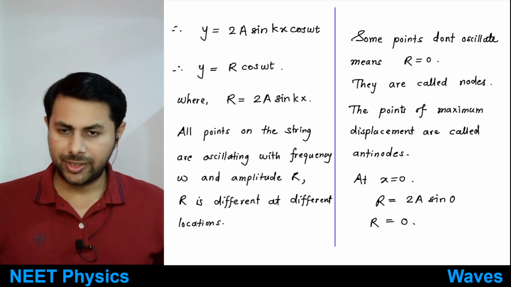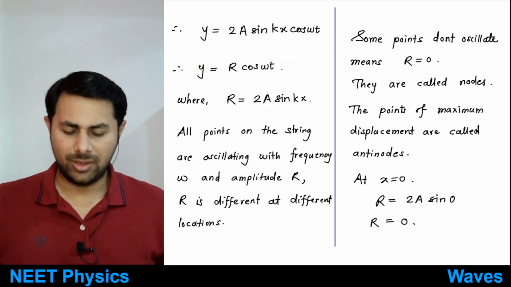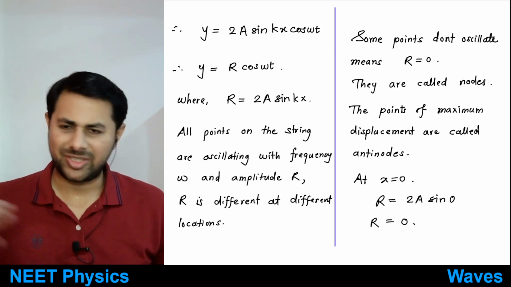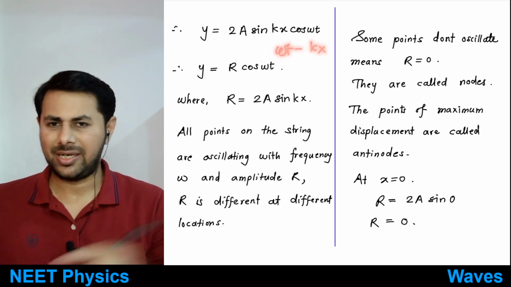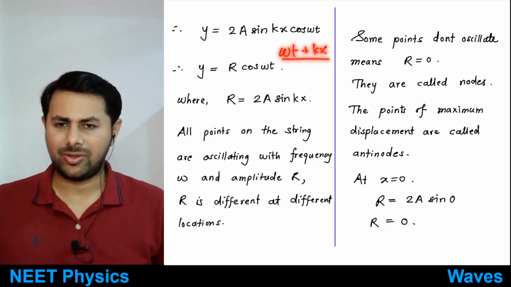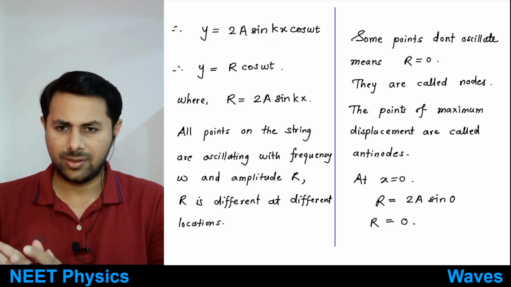So notice here there is no omega t minus kx or omega t plus kx term. So that means the wave is not moving. If the wave is moving in positive x direction, there would be an omega t minus kx term. If it moves in negative x direction, there would be an omega t plus kx term. So this wave is not moving. This thing is clear, everyone?